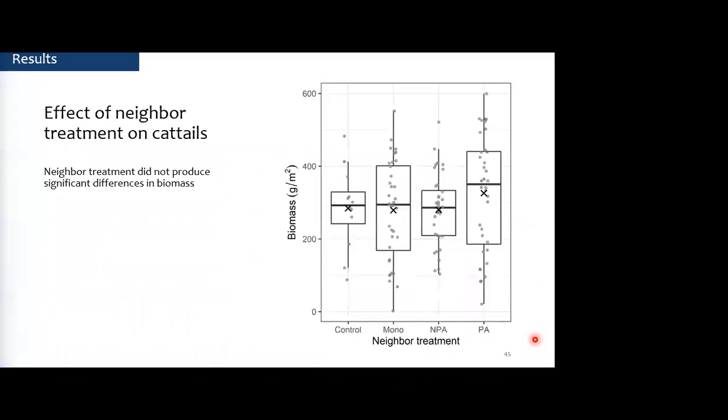So the other side of the coin in this study was looking at what was the effect on the cattail biomass. And much like the target species, cattail biomass was not affected by the neighbor treatments. So preferential associates, non-preferential associates, and the monospecies treatments, as well as control plots where only cattails were grown, they all had approximately the same mean and median, no effect on cattail biomass.